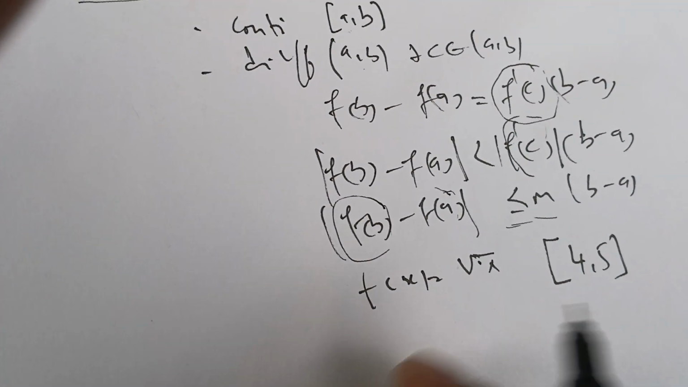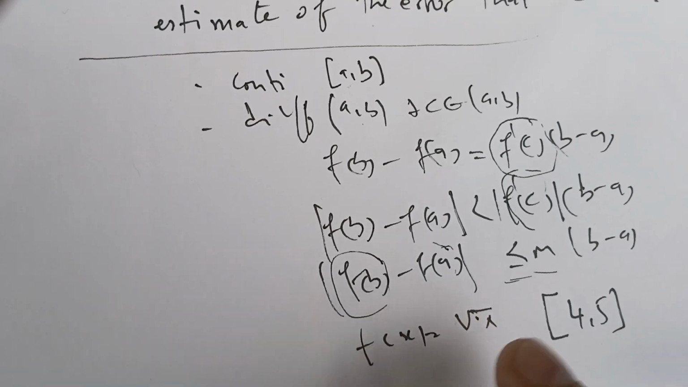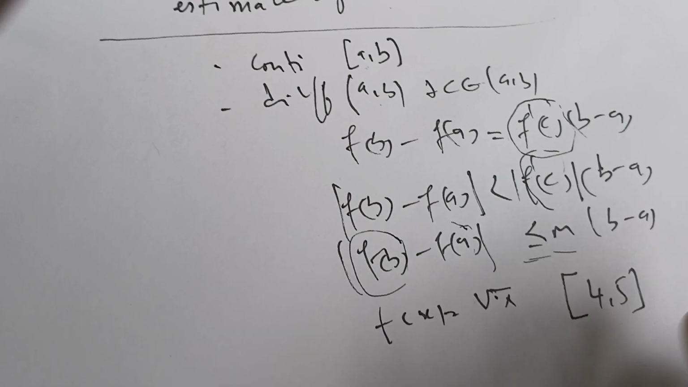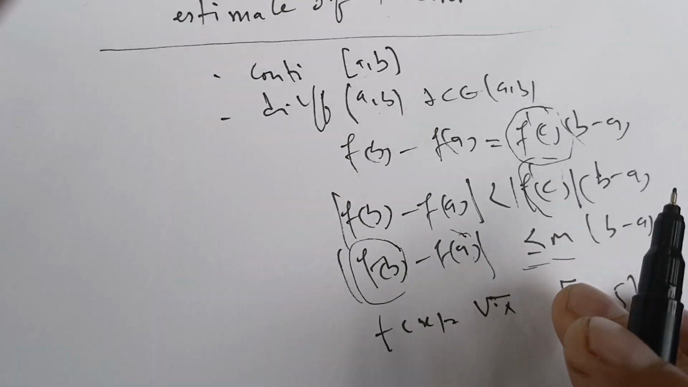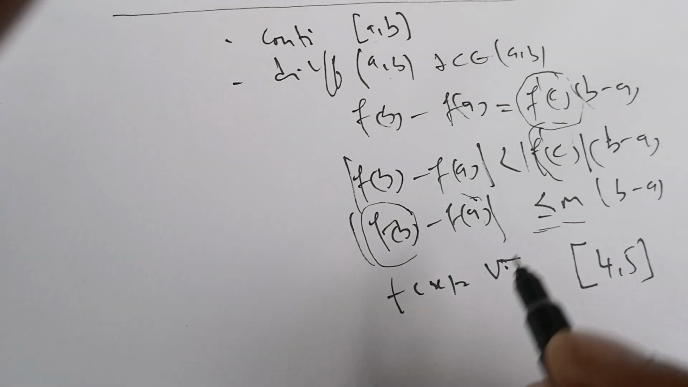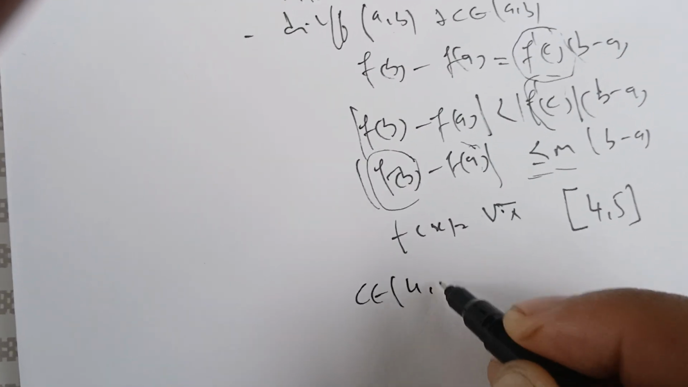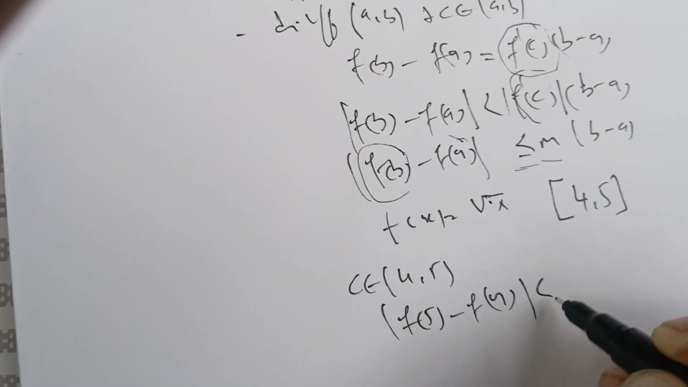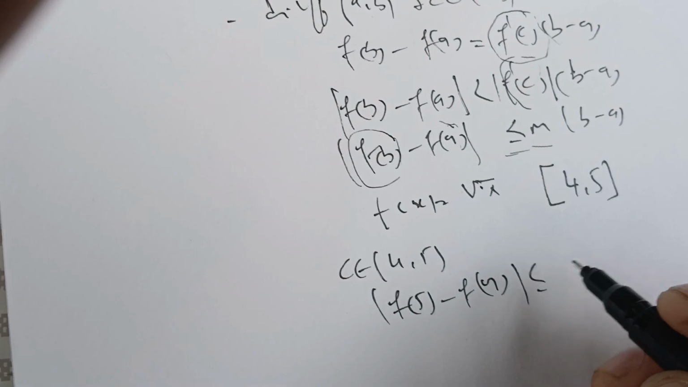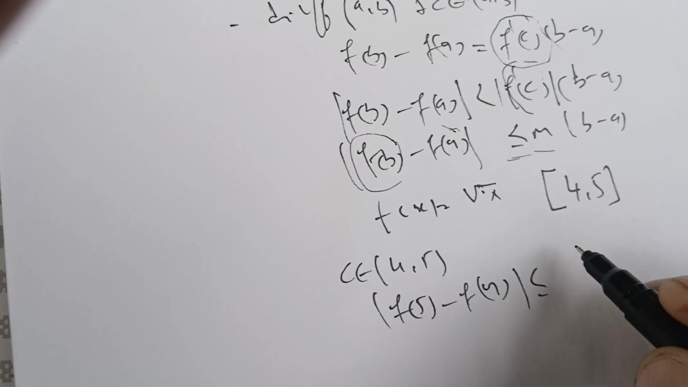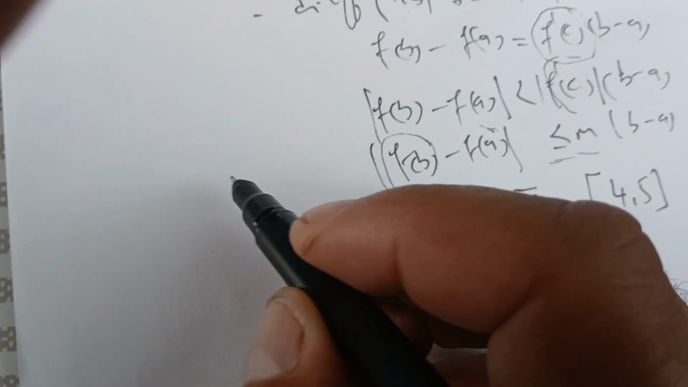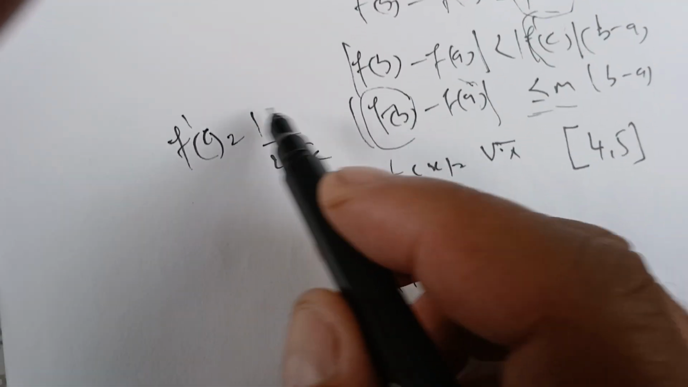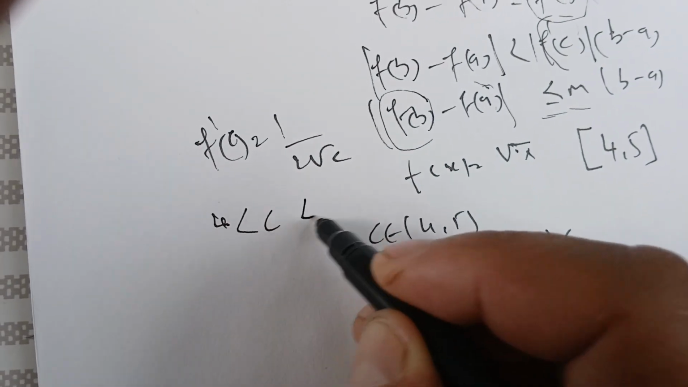We will see why. Now, using this function here, we see that it's continuous on AB, differentiable on this interval, 4, 5, not including the 4 or the 5, and therefore there exists some C, okay? There exists some C in this interval, 4, 5, such that f of 5 minus f of 4 is less than some bound of the derivative. So let's see that the derivative f prime of C is 1 over 2 square root of C, and this C is between 4 and 5.